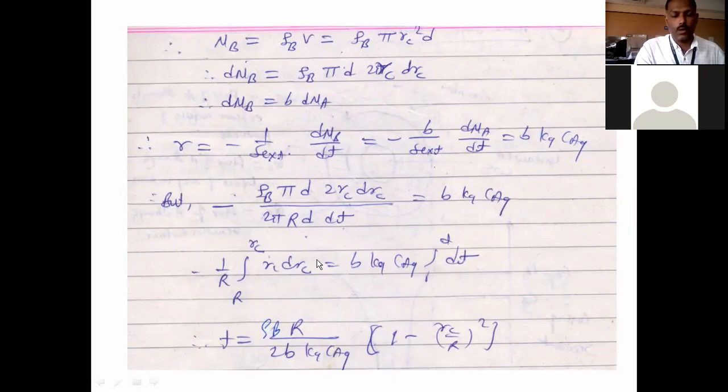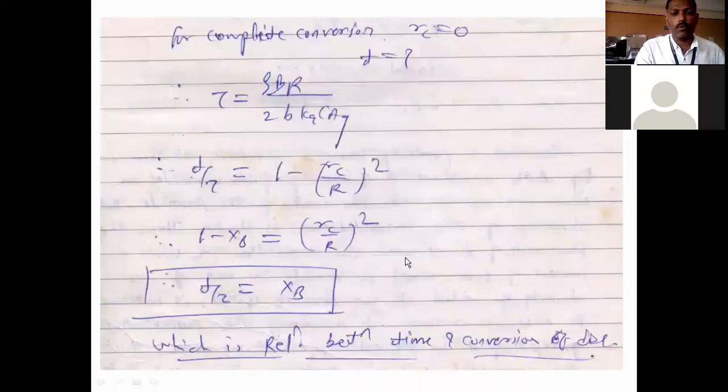Rearrange the equation and integrate it, where the size changes from R to Rc and time is from 0 to T. So we get T is equal to rho B into R upon 2b into kg into Cag, into 1 minus (Rc upon R) square. Then for complete conversion, Rc equal to 0 and T equal to tau. Putting Rc equal to 0 in the above equation, we get tau equal to rho B into R upon 2b into kg into Cag.